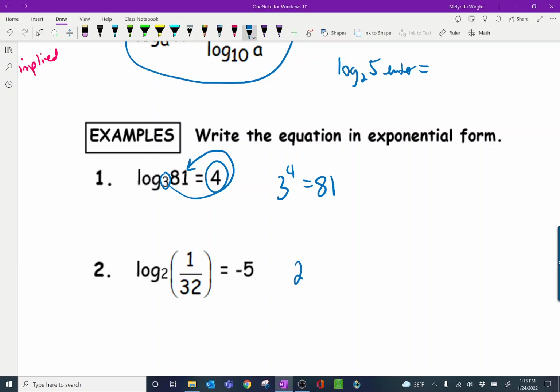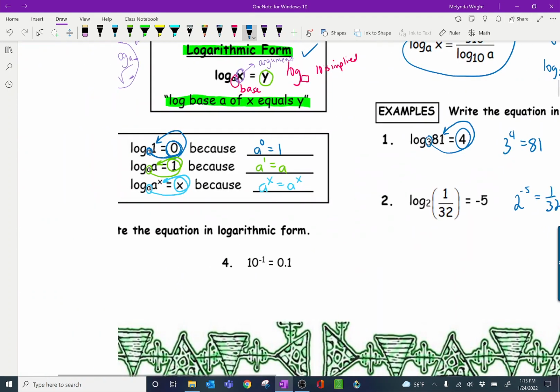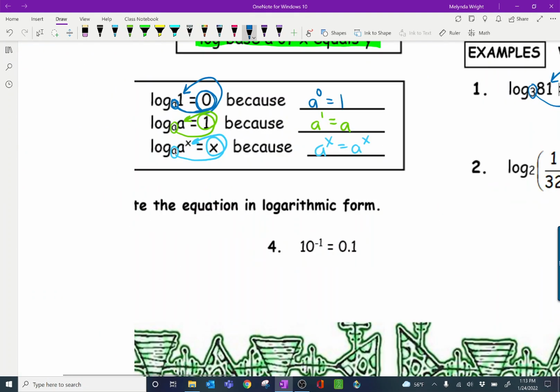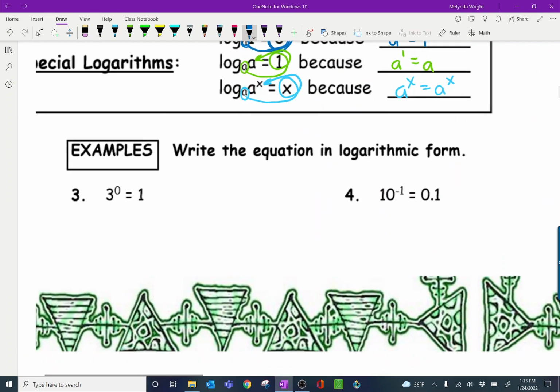So 2 to the negative 5th equals 1 over 32. And again, I'm just rewriting a logarithm into an exponential. So it's very cool that we can go back and forth. Okay, now let's go the other way. Let's write an exponential as a log.